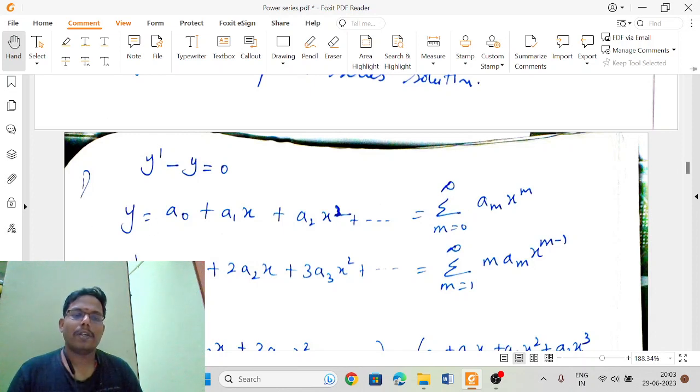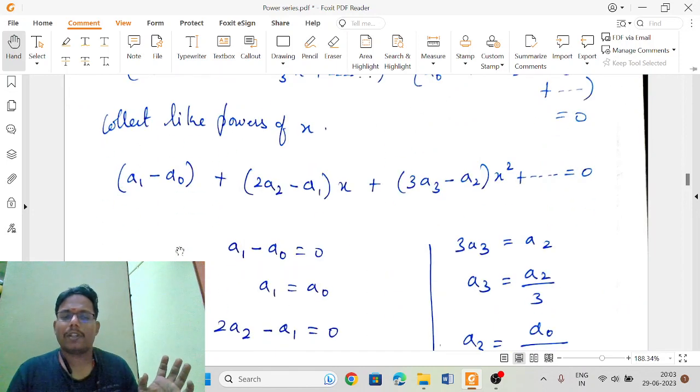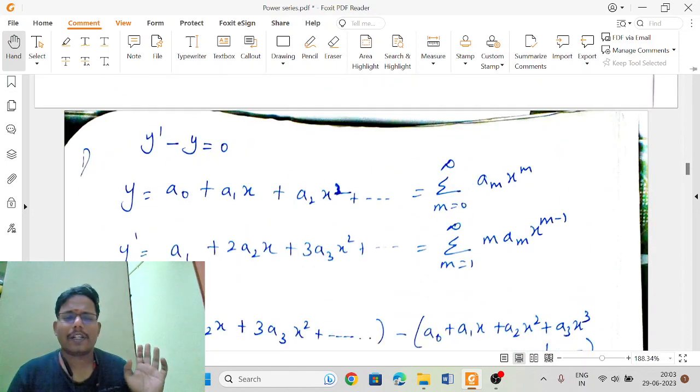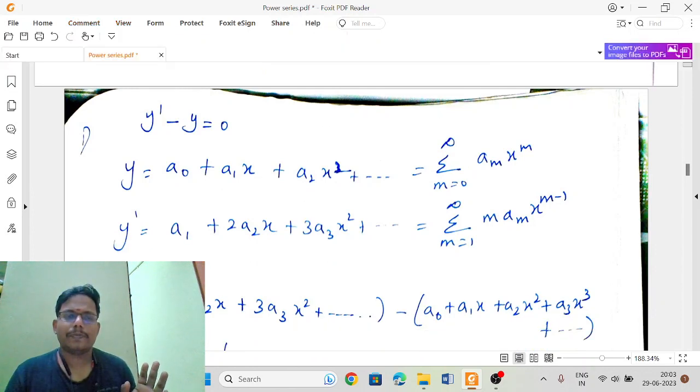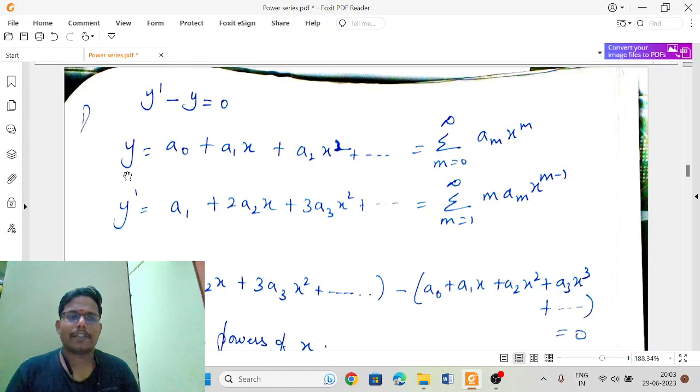Here I am not looking for the ordinary point or singular point. We'll get into that later, once we discuss the Frobenius method. I expressed y is equal to a naught plus a1 x plus a2 x square plus etc., and y prime is equal to a1 plus 2 a2 x, because if I differentiate, a naught is a constant, that will become 0, a1 x will become a1, and a2 x square will become 2 a2 x. Like that, we are differentiating.